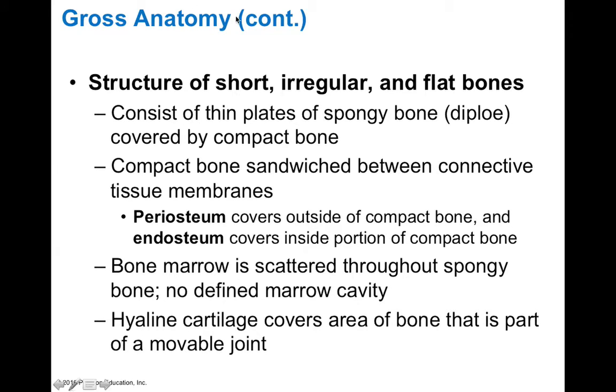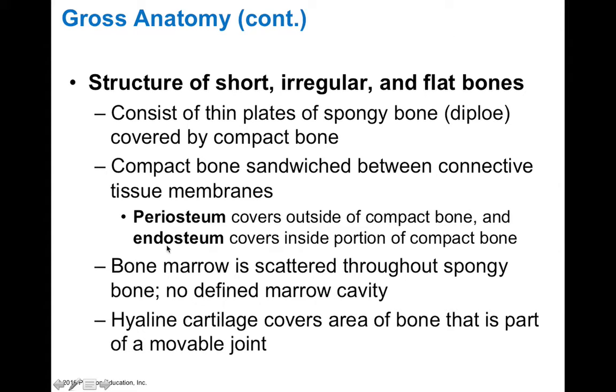Now, in terms of the structure of short, irregular, and flat bones, you have thin plates of spongy bone, what is called diploe, that are covered by compact bone. Now, compact bone is sandwiched between connective tissue membranes called periosteum and endosteum. Periosteum is what surrounds the outside of compact bone. You would find this surrounding the whole outer surface of bones of your body. And the purpose of this is that periosteum serves as a nice attachment point for tendons and ligaments. It's kind of a dense fibrous tissue.